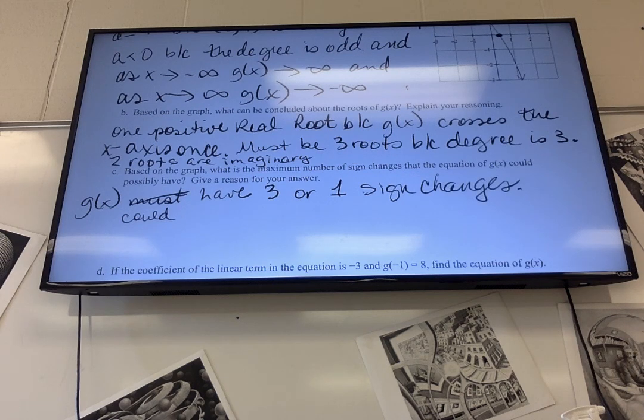Because that means that it could have 3 or 1 positive roots. And if it has 3, it could also be 1, which is what it says right here. Okay.